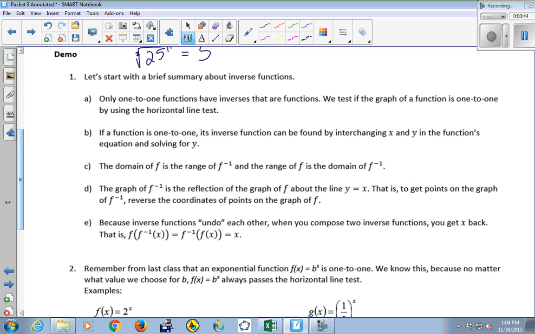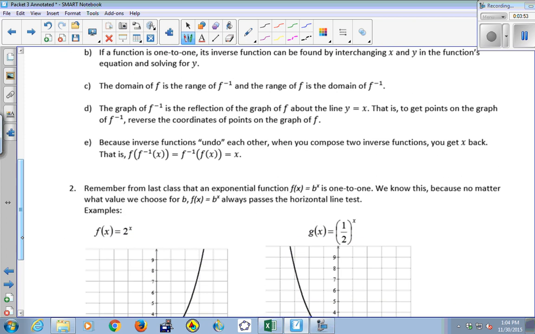Because inverse functions undo each other, when you compose two inverse functions, you get x back, right? You get the round trip. Put an x into the function f, and then put the result into the f inverse machine, and it just gives you the x back.